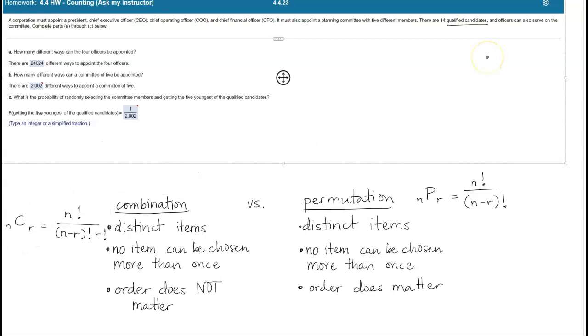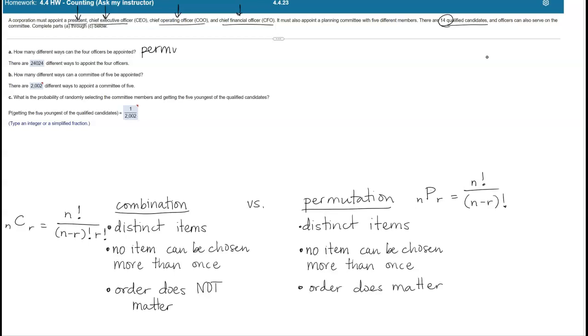Okay, so now that we have those two definitions out of the way, let's go look at our problem. In part A, how many different ways can 4 officers be appointed? So we're talking about appointing 4 officers to the president, CEO, chief operating officer, and CFO positions. As we start with these 14 qualified candidates, does it matter which order we pick them in? Yes, because the first person I pick would be president, second person CEO, and so forth. They're different titles, right? So part A is dealing with a permutation.